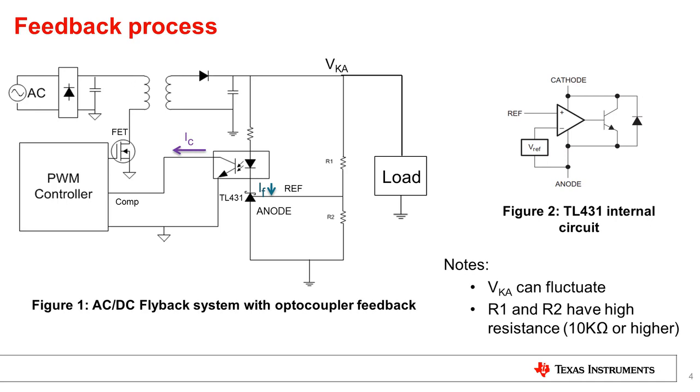So how does a shunt voltage reference work in the system? Note that VKA can fluctuate high or low depending on the impedance at the load, and that resistors R1 and R2 are normally designed with high resistance to ensure low standby power consumption. In this example, let's say that the output voltage, VKA, rises above a desired level. The voltage at the ref terminal will increase.